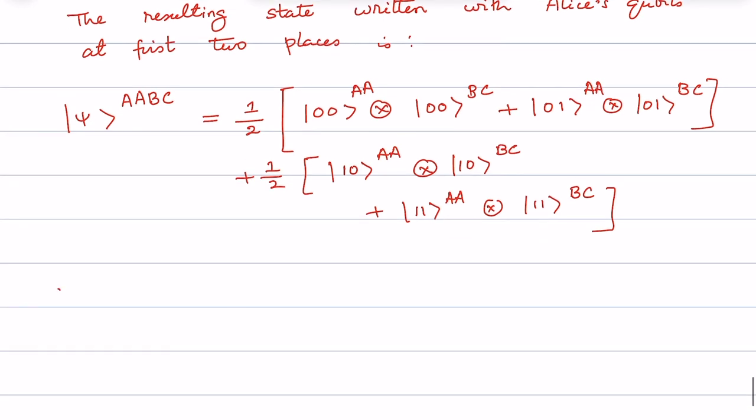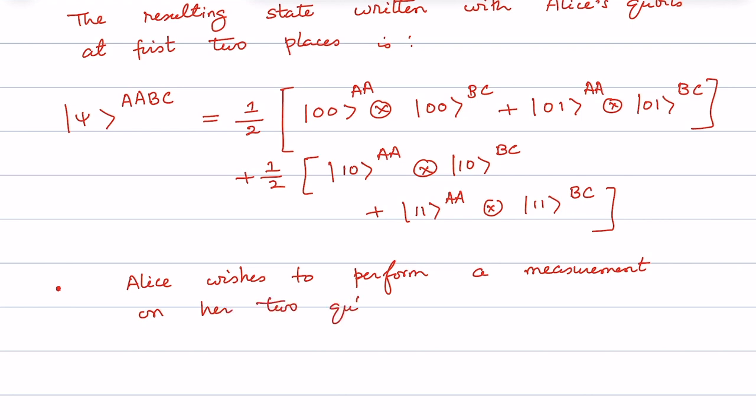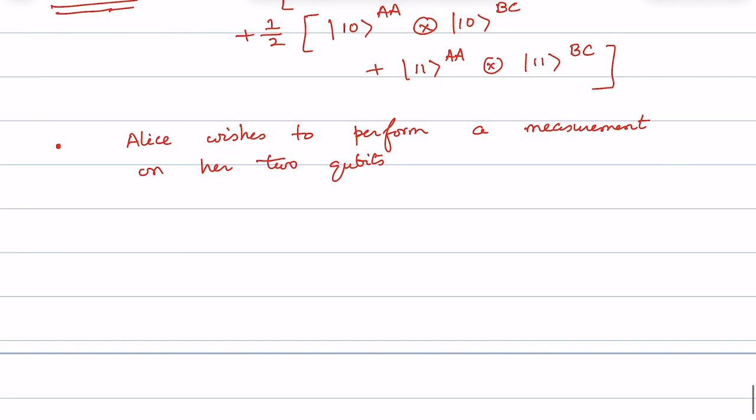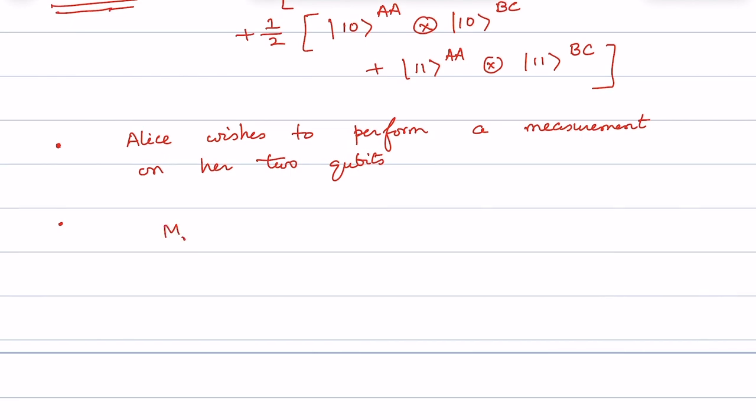Now what Alice is going to do, this is the protocol that we are discussing. Alice wishes to perform a measurement on her two qubits when the state is this. She designs measurement operators for this purpose based on the Bell states. She uses the Bell state phi plus, phi plus, which is one measurement operator.